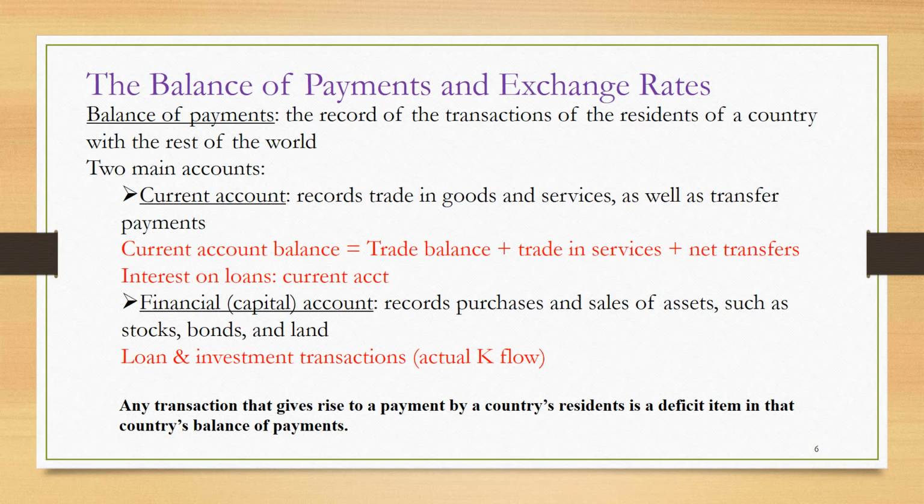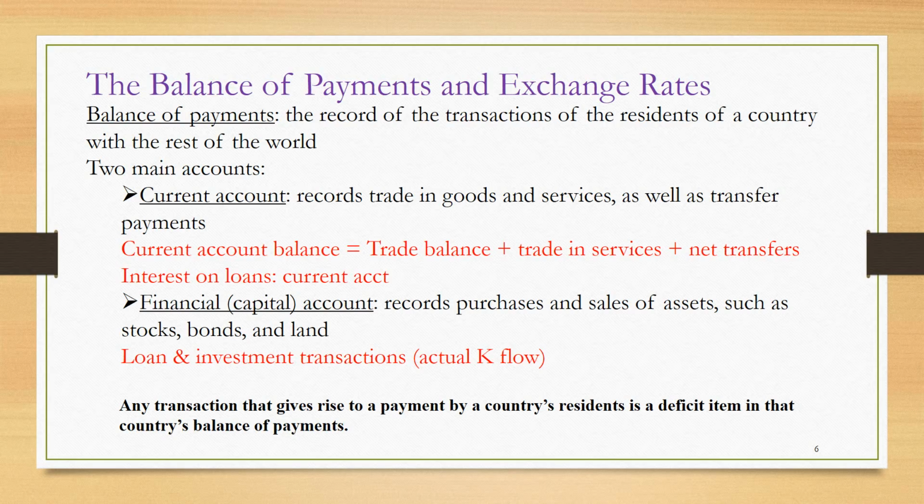The balance of payments records all the transactions of the residents of a particular country with the rest of the world. And the two major accounts that we're interested in are the current account and the financial or capital account. The current account is basically your trade balance. It records all trade in goods, trade in services, plus any net transfers. Transfer payments are things like remittances, gifts, grants. So if, for instance, a worker sends income home to their family, that would be a transfer payment. It would be recorded under the current account.